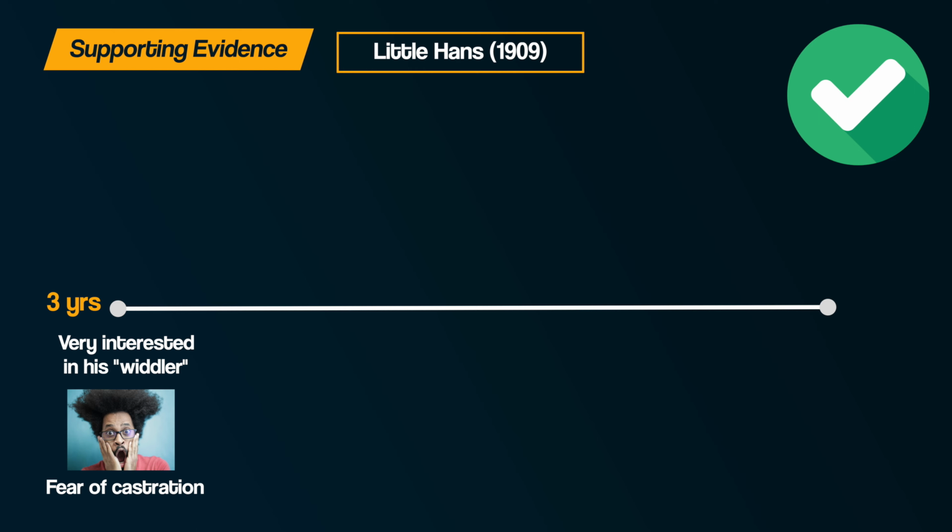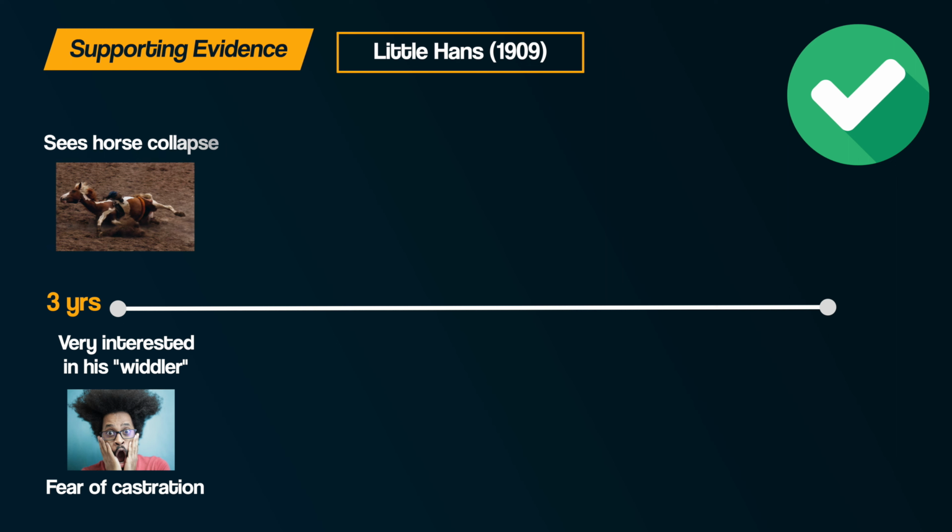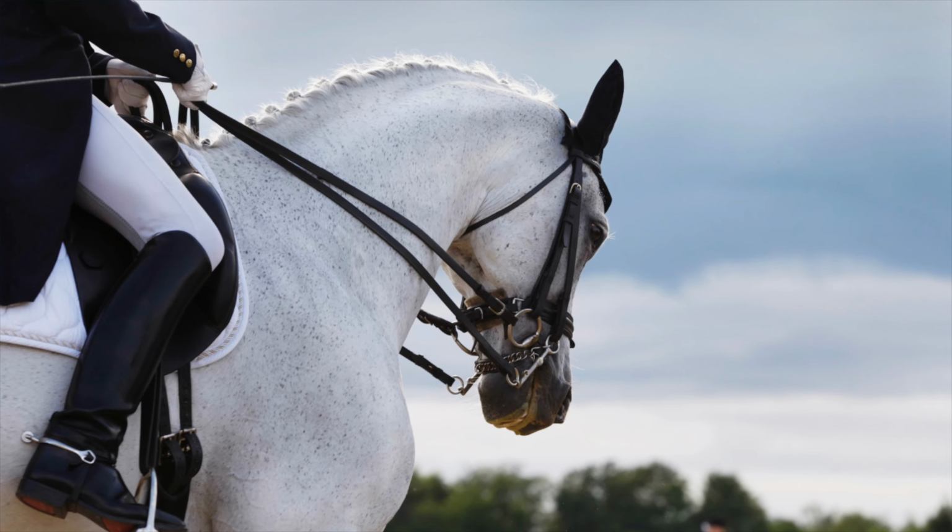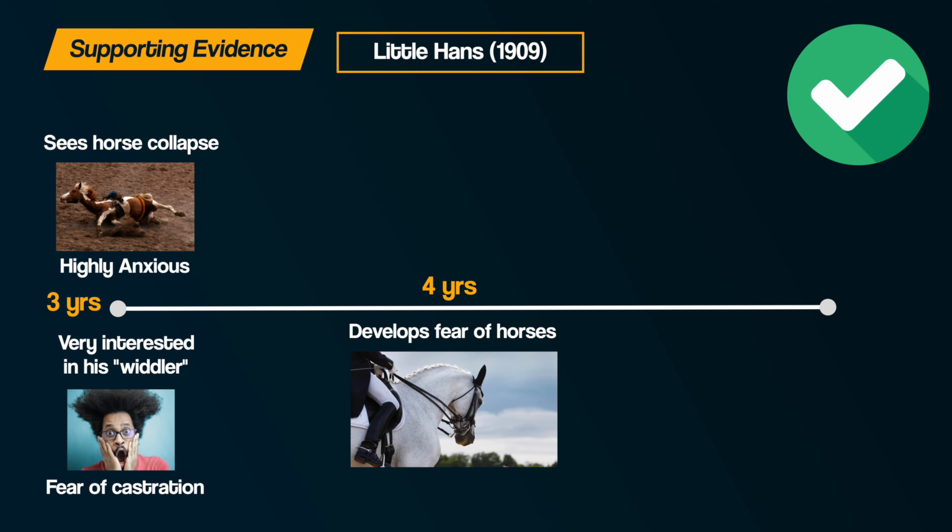At around the same time, Little Hans saw a horse collapse and die outside his home, which caused him a great deal of anxiety. At around the age of 4, Hans went on to develop a fear of horses, and specifically of a white horse that would bite him. At this point, Hans's father also reported that Hans commented on the size of the whittler that a horse had in comparison to his own. His fear developed to the point where he often did not want to leave his home.